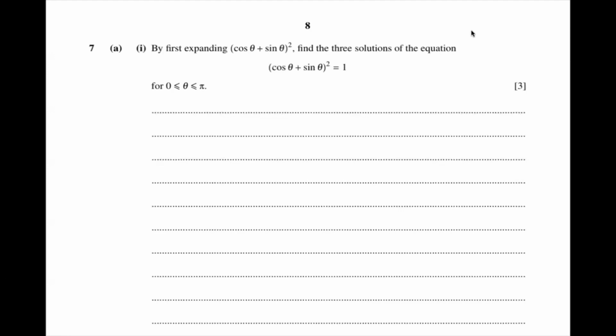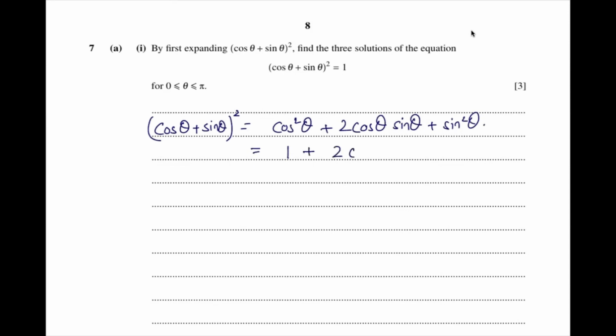Okay, so question number 7 says, by first expanding cos theta plus sine theta the whole thing square, find the 3 solutions of the equation cos theta plus sine theta whole thing square equals to 1. First, we need to expand this. So using the identity, it's going to be cos square theta plus 2 times cos theta sine theta plus sine square theta. And this is going to be 1 plus 2 times cos theta sine theta.